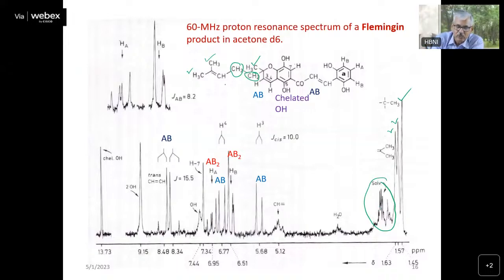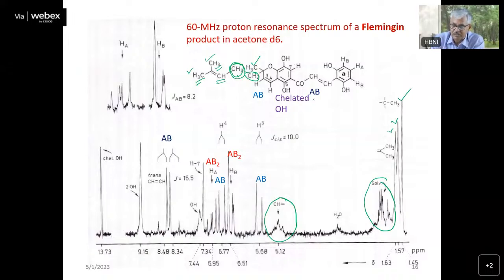Now you see that the next proton is this CH, which is coupled to this CH2, and that gives you a triplet. Then you will have the allylic coupling with this hydrogen, with a very small coupling constant value, and you get a broader CH, a triplet which is further split by the allylic coupling.